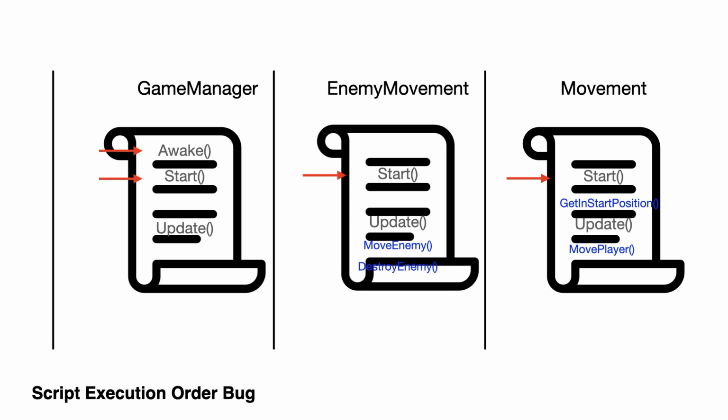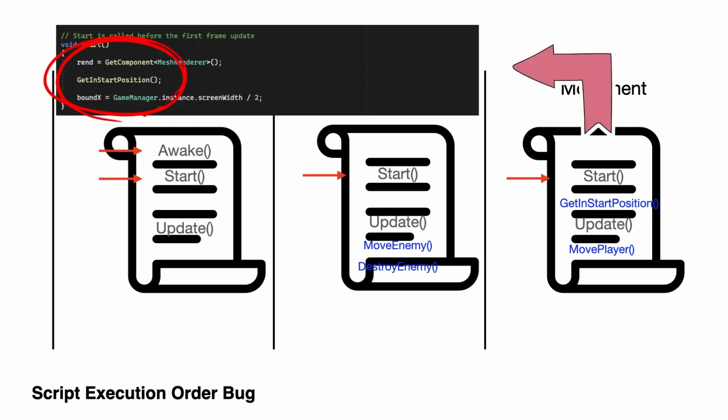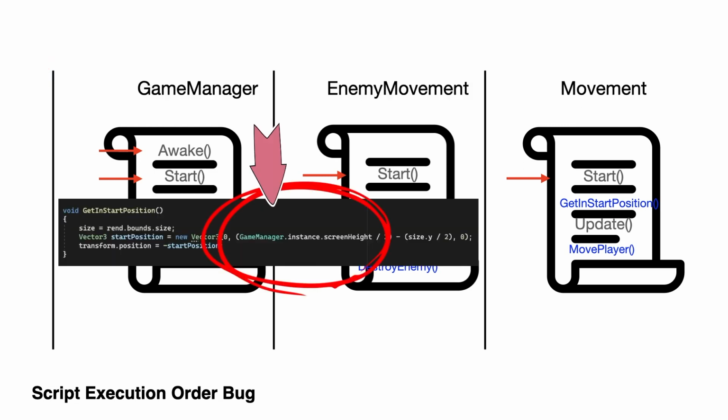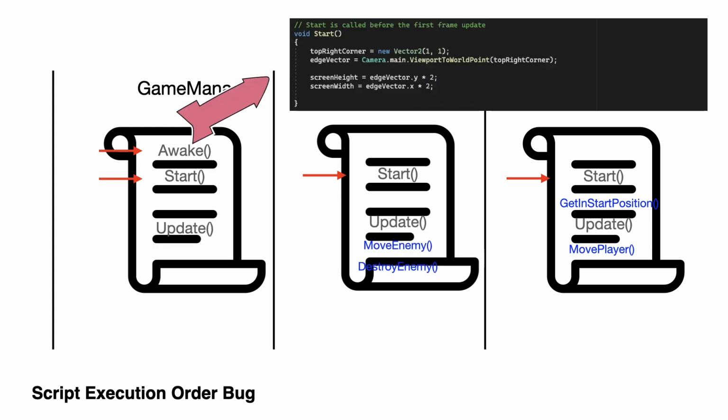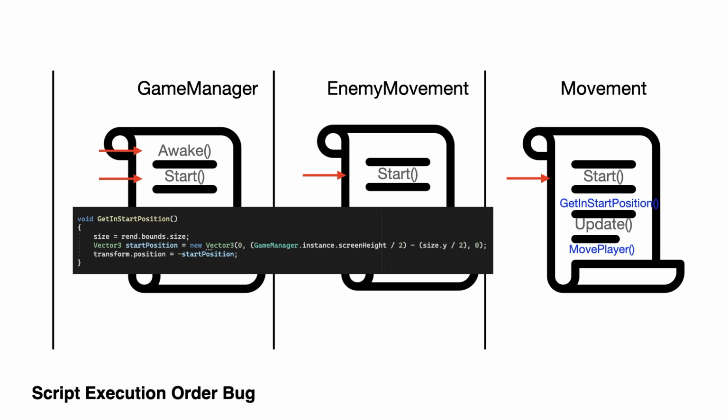Suppose Unity starts with the start method in the movement script. In the start method, the function getInStartPosition is called. The getInStartPosition uses the instance variable screen height from the GameManager script. However, in this example, the start method of the GameManager script has not yet been executed. The screen height variable is provided with a value in the start method. So if we want the getInStartPosition in the start method of the movement script to work, the GameManager must be given priority in Unity's execution.